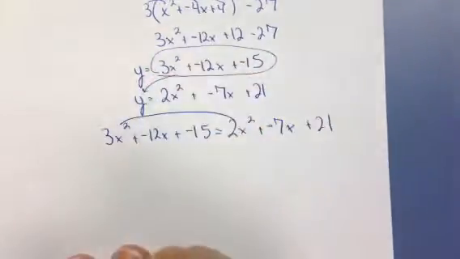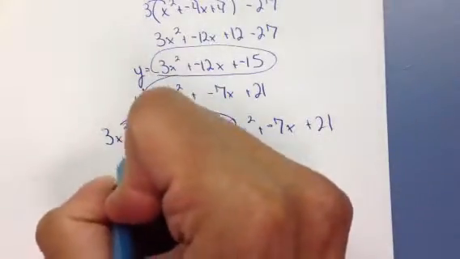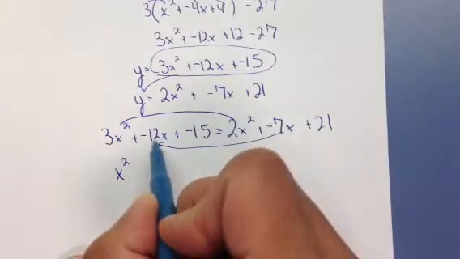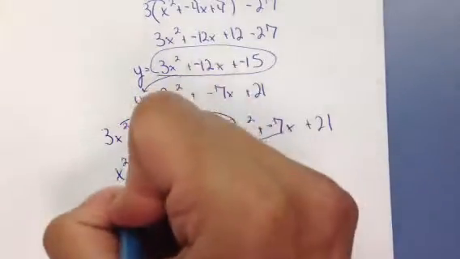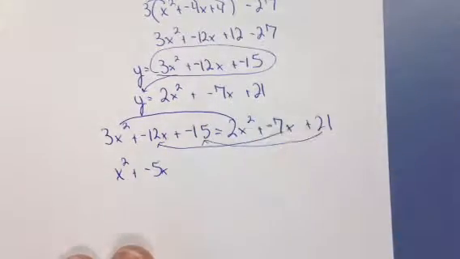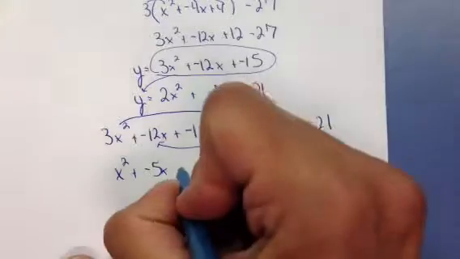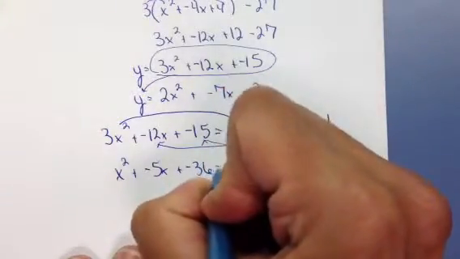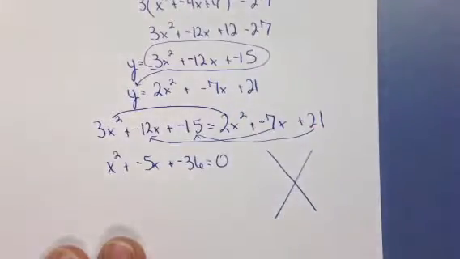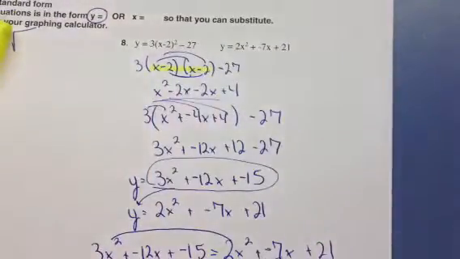So this is going to move over, it's going to subtract, and I get just an x squared. This is going to move over by adding, and when you take negative 12x and add 7x, you get negative 5x. And I'm going to move the 21 over by subtracting, and when I take negative 15 and subtract that 21, I get negative 36. And now from there you can factor. This will be factorable, and once you get x, don't forget to solve it back into one of those and figure out what your y is.